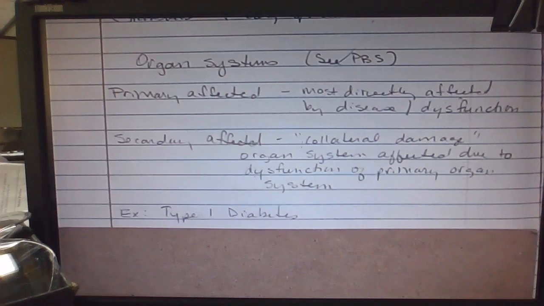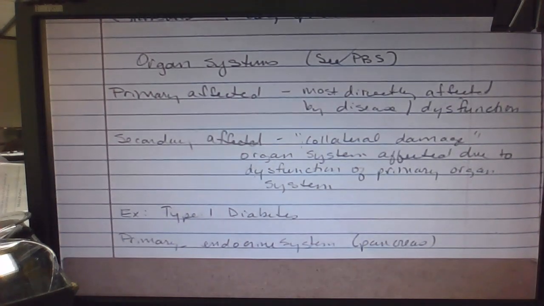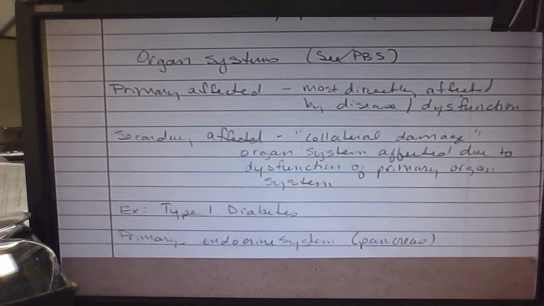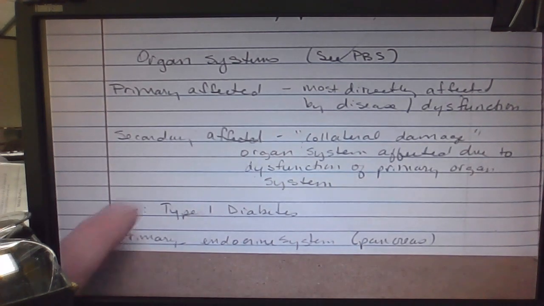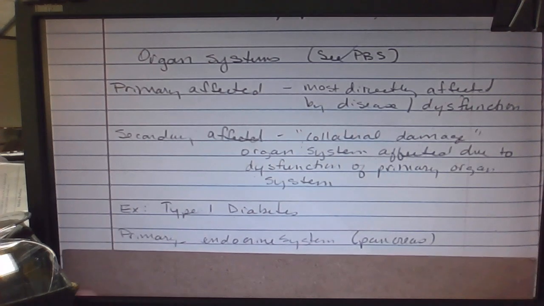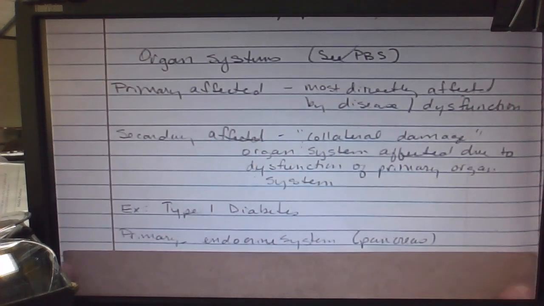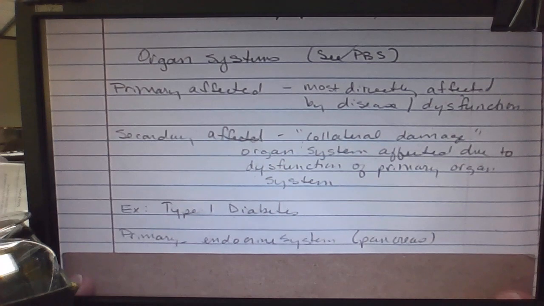All right? So for type 1 diabetes, the primary organ system that's affected is the endocrine system, because the pancreas is an organ of the endocrine system, and type 1 diabetes usually affects the cells of the pancreas where insulin is produced. So the organ system that is primarily affected would be the endocrine system. The organ mainly affected would be the pancreas. This organ system working in conjunction with others is going to have that collateral damage. It's going to have that kind of domino effect.